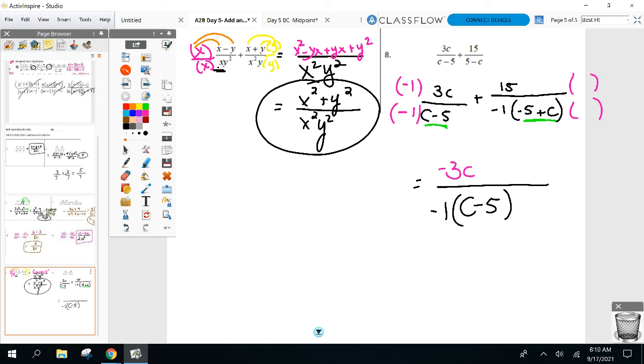Denominator of the second one, common denominator. I already have the -1 though, so 1. Look, I got c minus 5 and I got the -1. Is it missing anything? No. So if you want to write 1 and 1, that's fine, or nothing. I'm still adding now. What do I still need to add? 15.